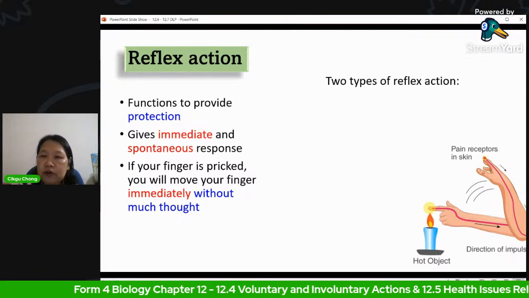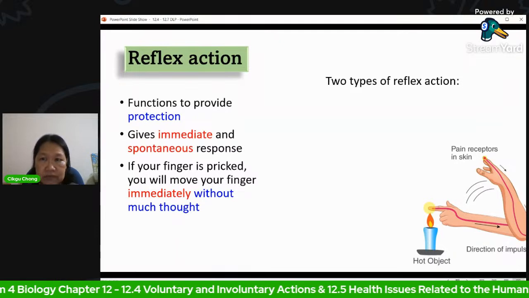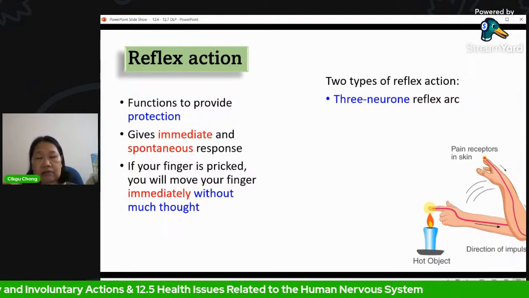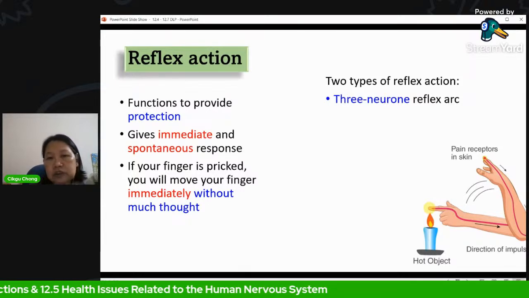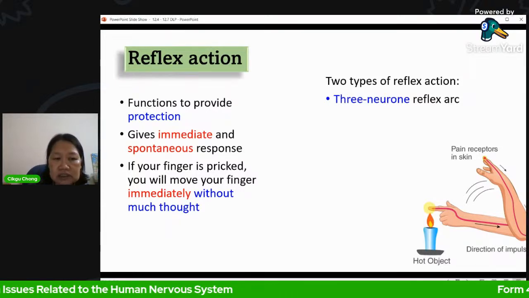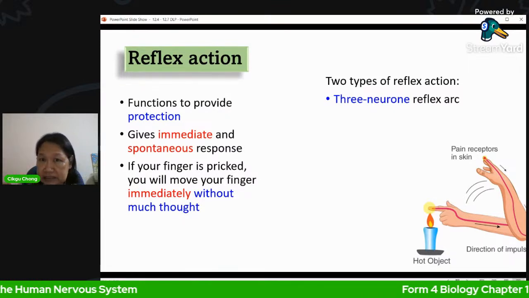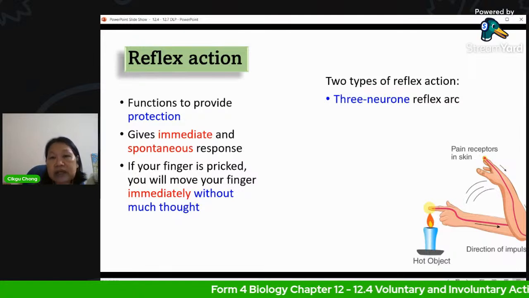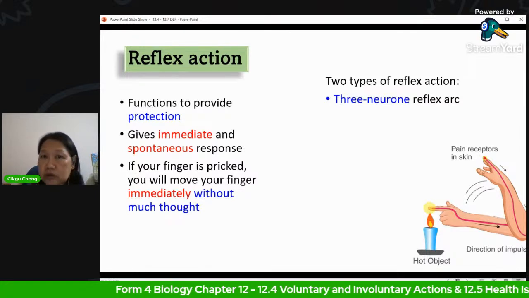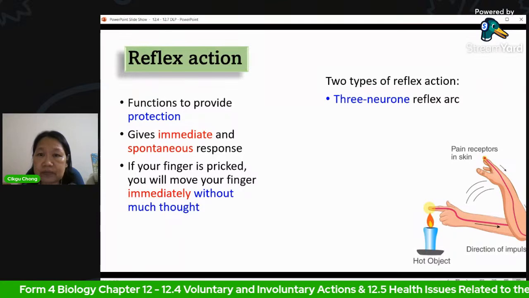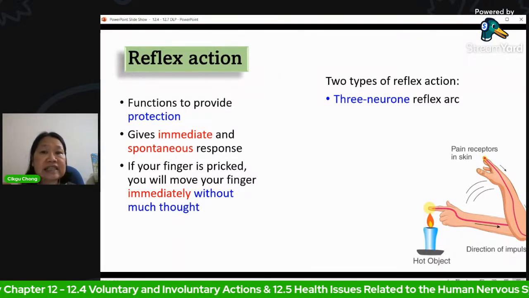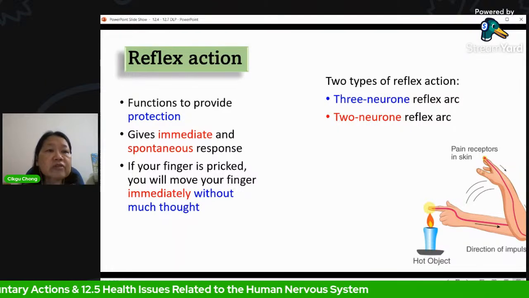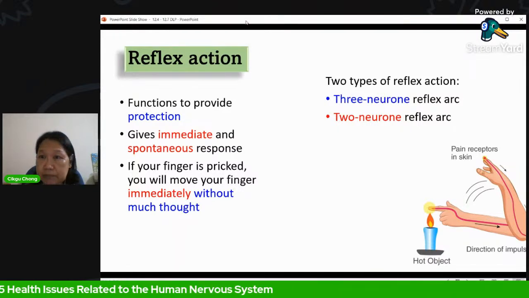Now, for reflex action, there are two types. The first one is the three-neuron reflex arc. The one that we saw just now had three neurons: the sensory neuron that brings the impulse inside, then a relay neuron in the gray matter, and another one that comes out, the motor neuron. That is the three-neuron reflex action. The other type is called a two-neuron reflex action.